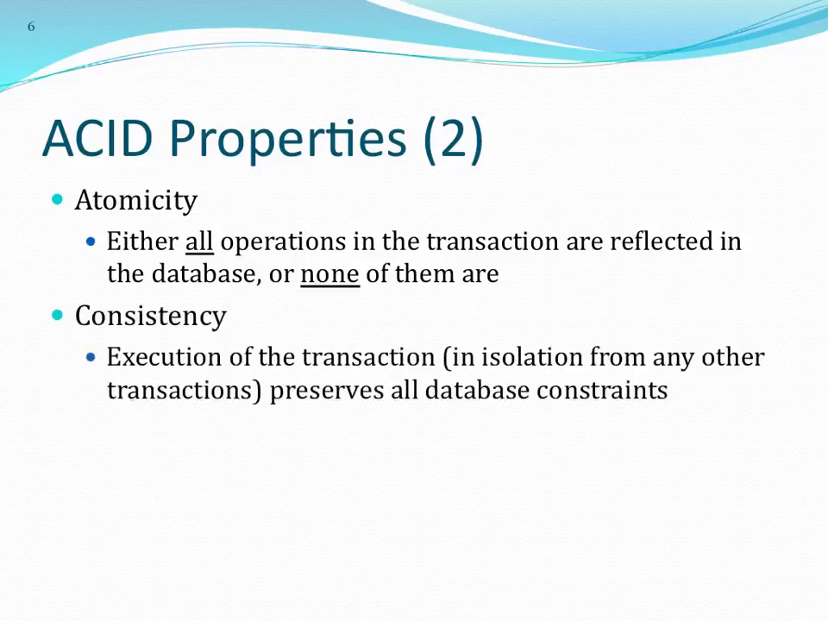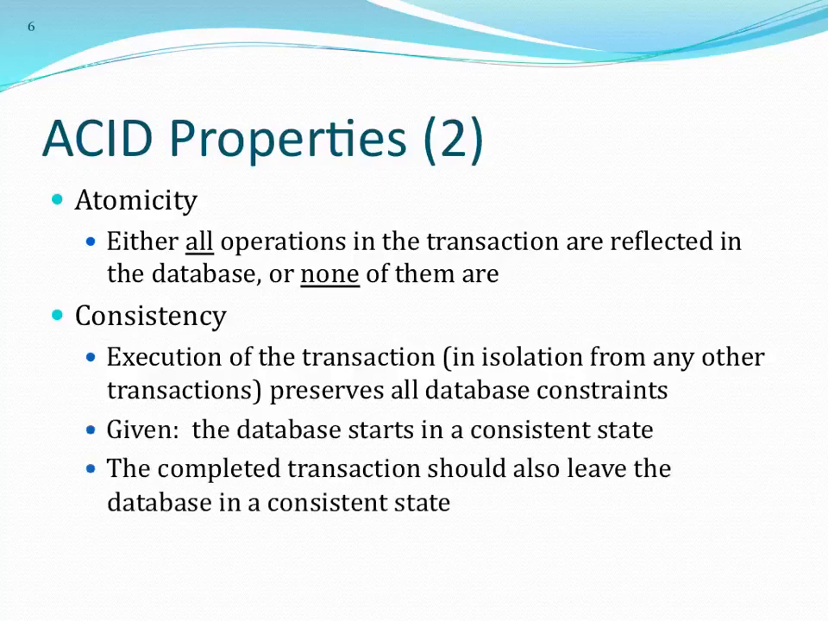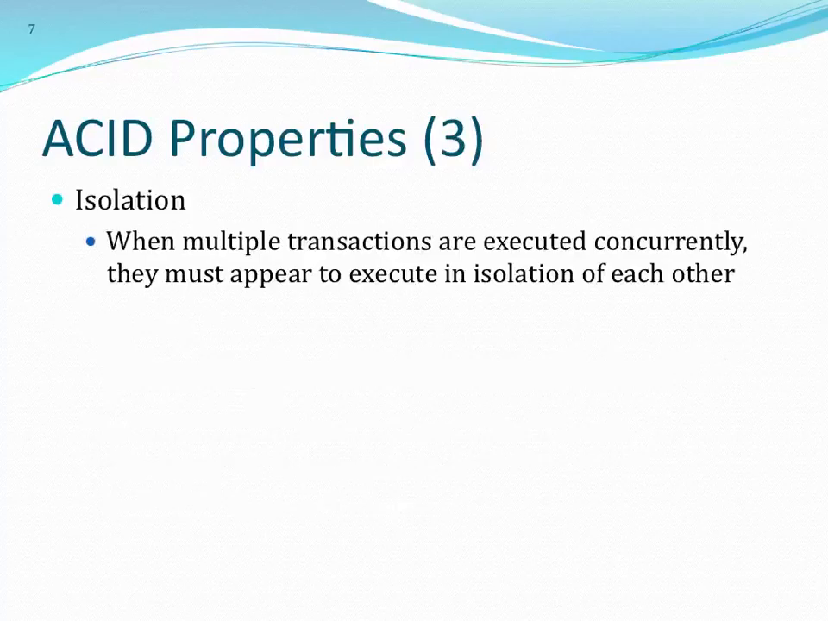Then you have consistency, which, like it says here, execution of the transaction in isolation from any other transactions preserves all database constraints. So if you imagine that you were running a transaction against a database and you were the only transaction running, then the database should be in a consistent state before, and it should be in a consistent state afterward. And if the transaction does anything naughty, it's rolled back. So consistency is more important than transactions completing, which I think everybody sees is reasonable. So yeah, the database starts in a consistent state, and then the completed transaction also leaves the database in a consistent state.